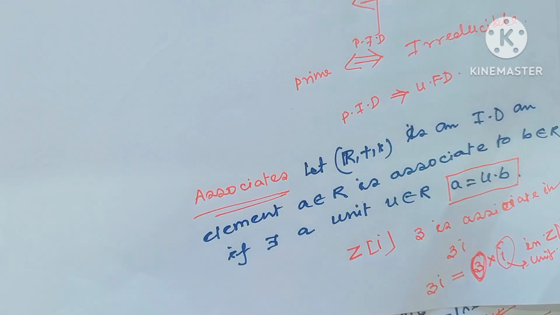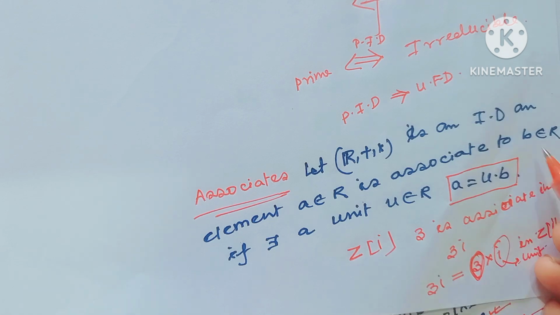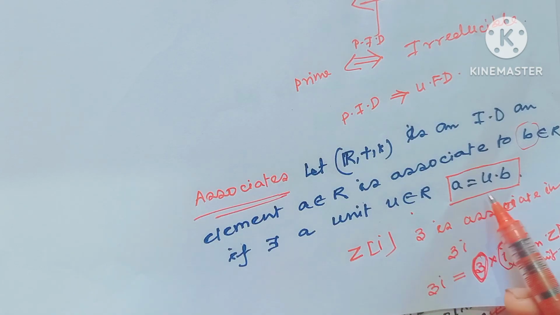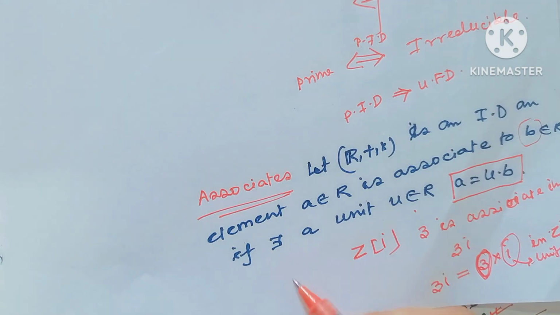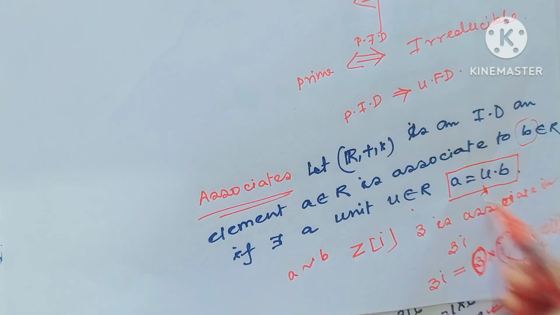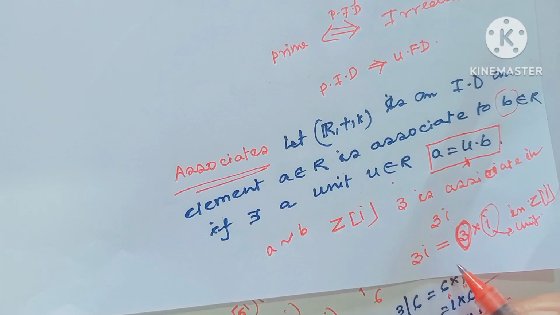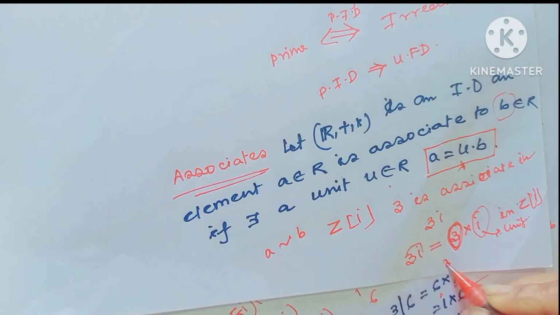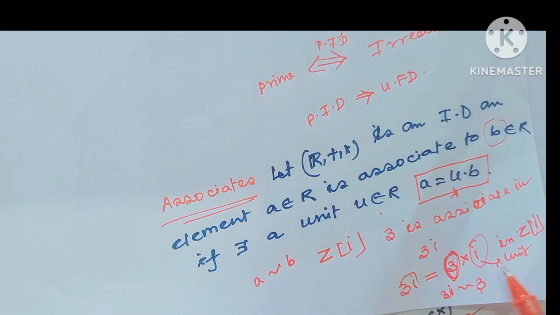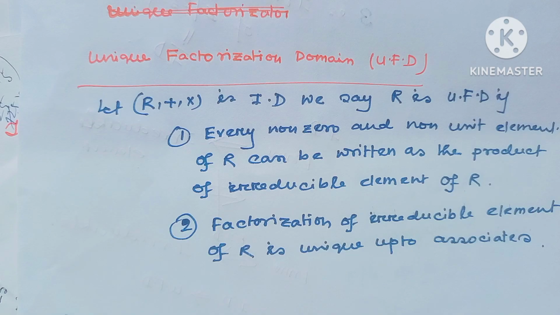That means associated means an element A is associated to an element B if there exists a unit U such that A equal to U times B. Then we can tell A is associated with B, where U is unit. Here 3i is associated with 3 because 3i equal to 3 times i, where i is unit in Z[i]. I will see our actual goal of this lecture, unique factorization domain.